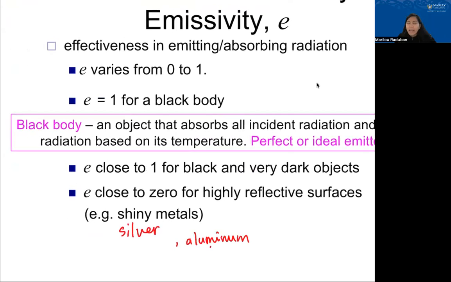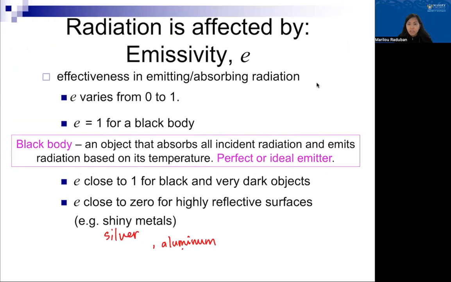So think about highly reflective objects. They will have emissivity close to 0. And black will have emissivity close to 1, and anything in between will have emissivities between 0 and 1. Good. All right.